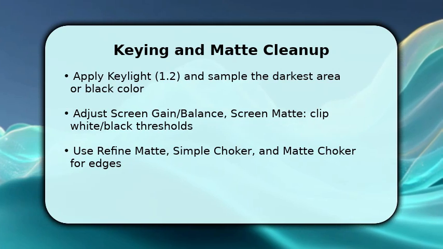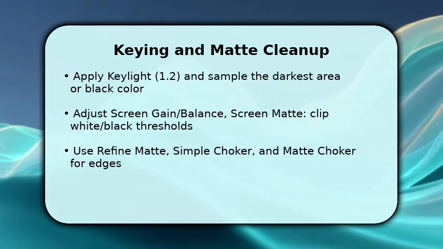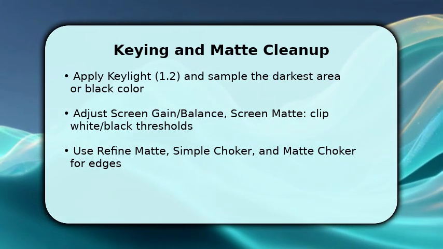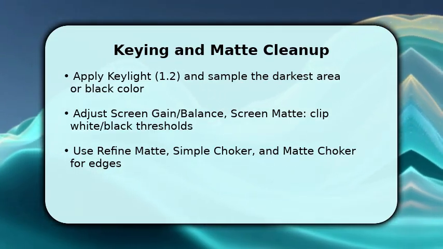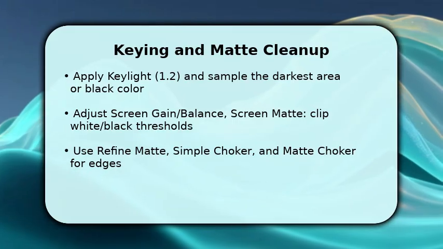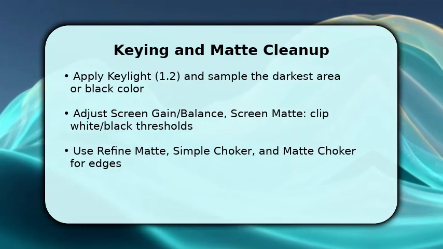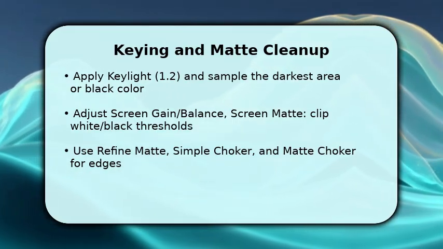You now run Keylight and sample the black background as the screen color. Keylight treats it as the key target. Once keyed, use Screen Gain and Screen Balance to control how aggressive the key is, and switch to Screen Matte View to tune the white/black clip thresholds for cleaner alpha.